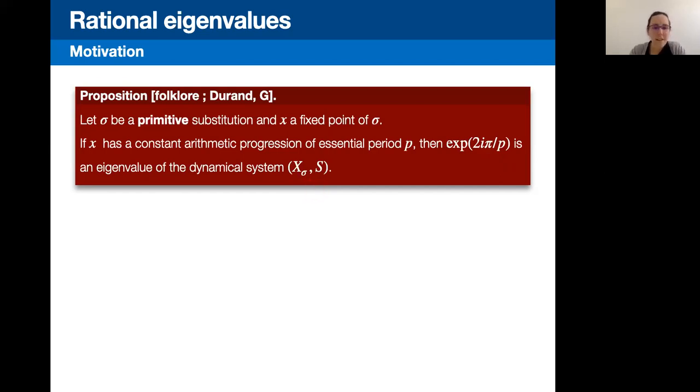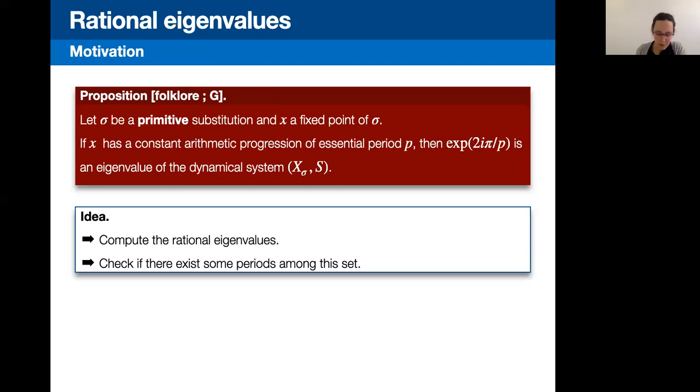So here we have a necessary condition for having a constant arithmetic progression. And if we compute the set of eigenvalues, we will have a set of integers p where we can pick some of these integers to check if they correspond to a constant arithmetic progression. So the idea is the following. We will first compute the rational eigenvalues. This is the topic of this part of the talk. And in the last part, we will check if there exist some periods for a constant arithmetic progression among this set.